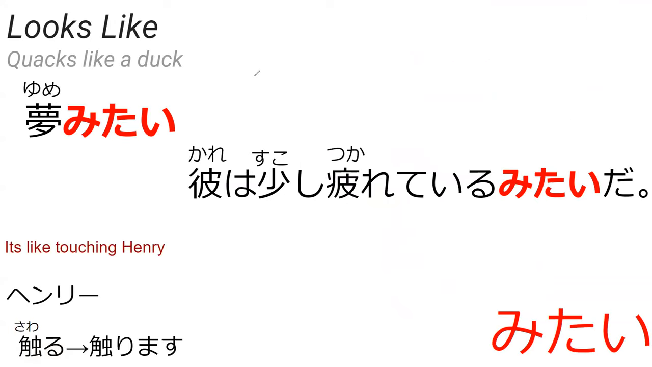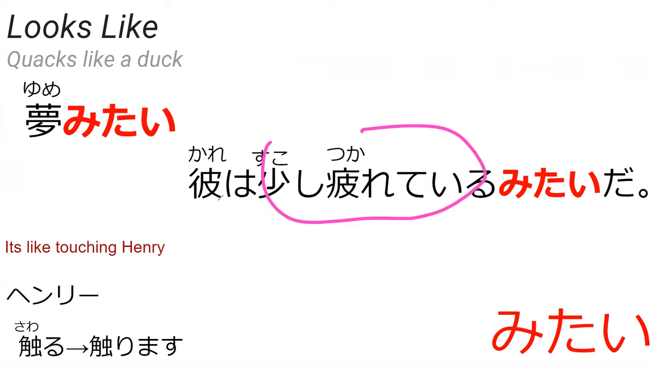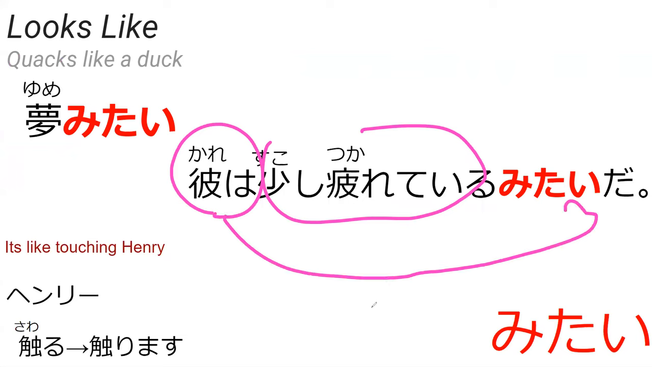Same with yume mitai. I'm not talking about someone else's dream. It's like a dream to me. Or he looks tired to me, even if he's the one being tired. It looks like that to me. So to me, he looks tired. So you're right that the subject of the other sentence is putteradan, but it's putteradan looks. And then we have this part, which would be what Annie feels when she pets the dog Henry. But yeah, that is where we are stopping for the day.